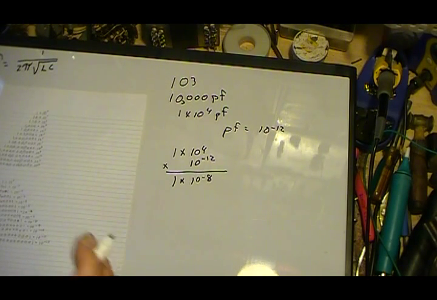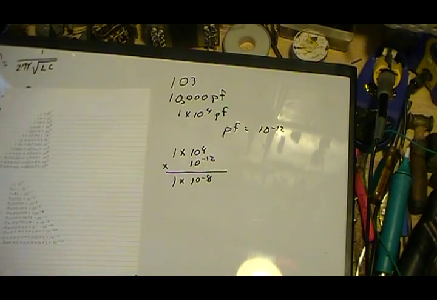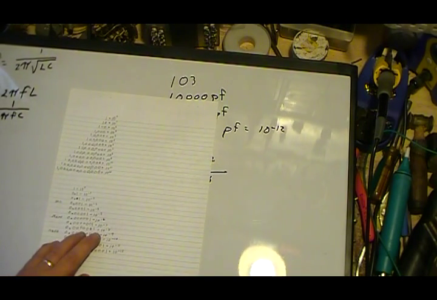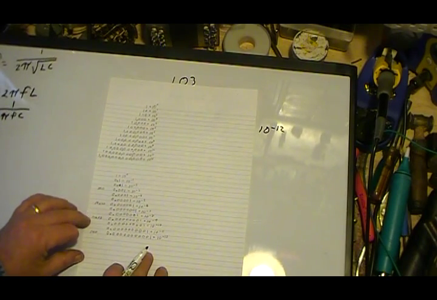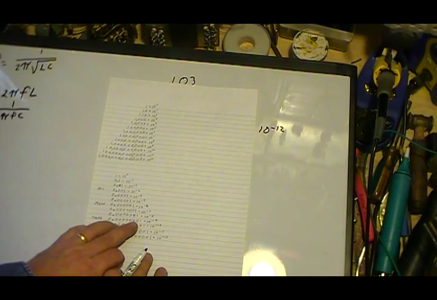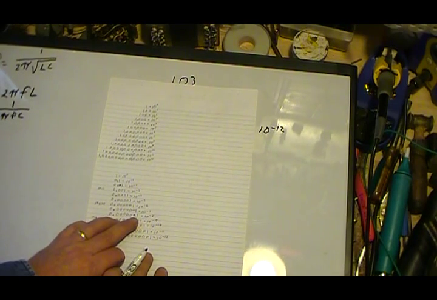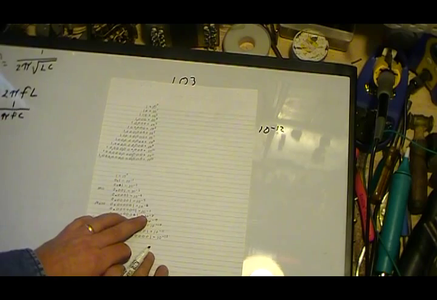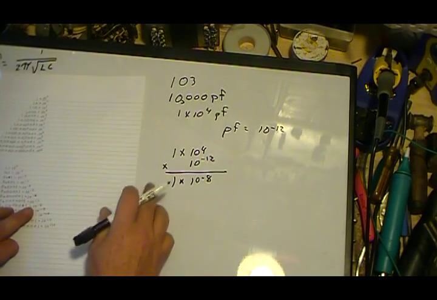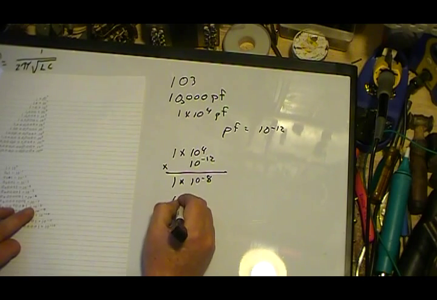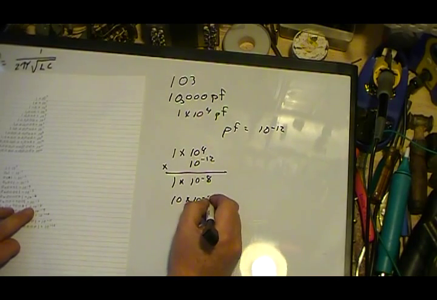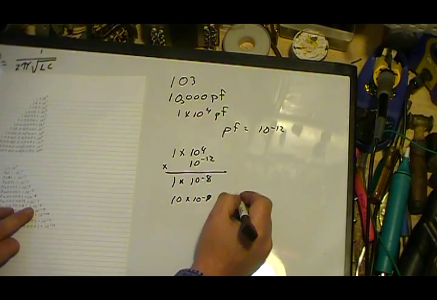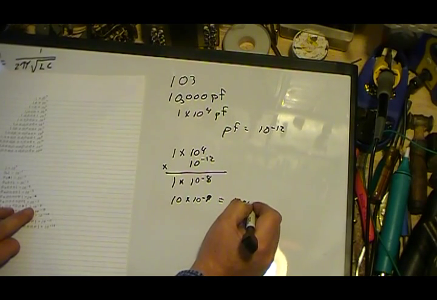That there gives you something. That's the farads, but what does that actually mean? Well, we go back to our chart and we look at this and we go, well, 10 to the minus 8 sits in between micro and nano. So what is it? Well, 10 to the minus 8 is one step up. So really, if I want to rewrite this and have it in nanofarads, it's 10 times 10 to the minus 9, excuse me, which is the same thing as 10 nanofarads.